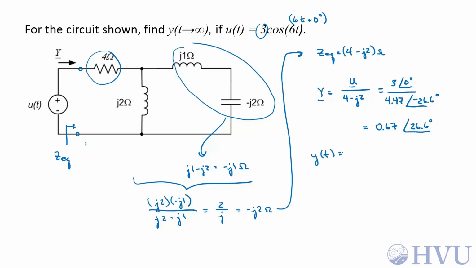So y of t is equal to 0.67 cosine of the frequency, which is still 6 radians per second, times t plus 26.6 degrees. And we're done.